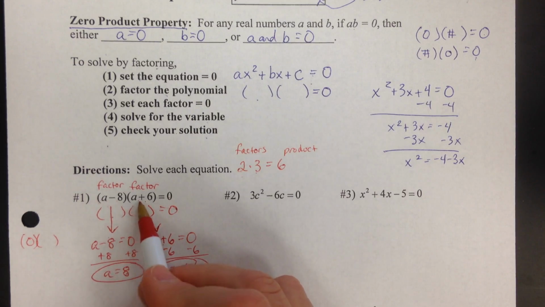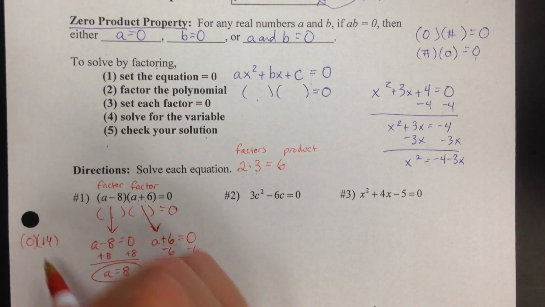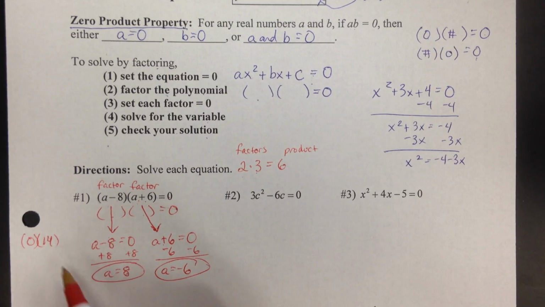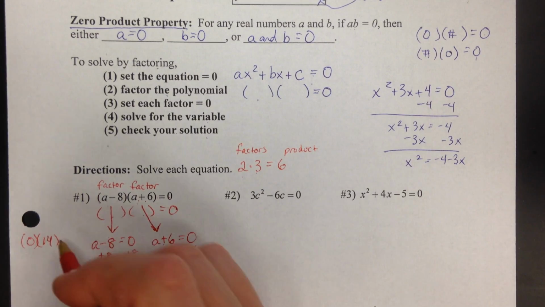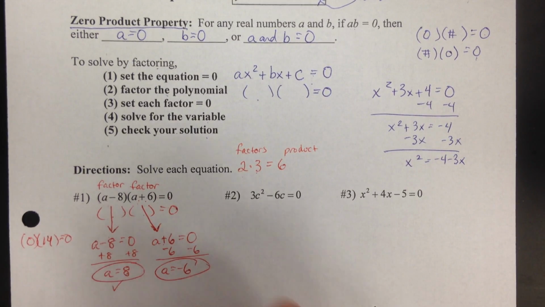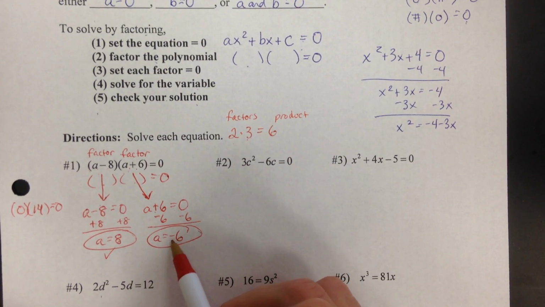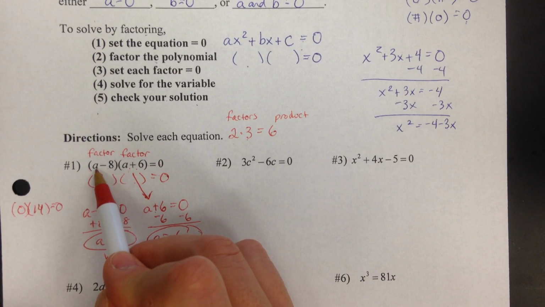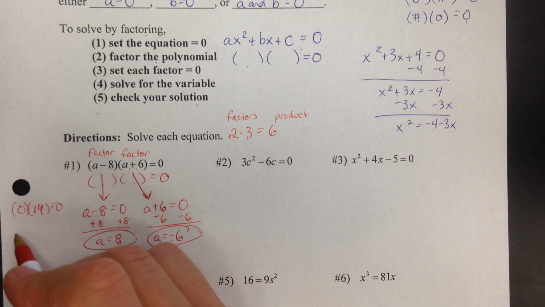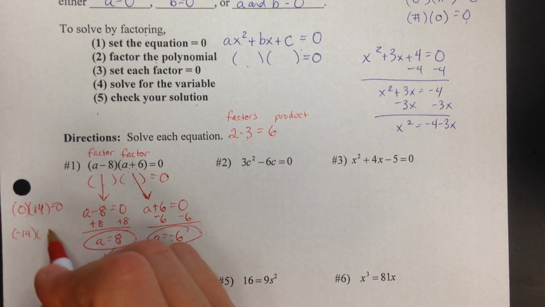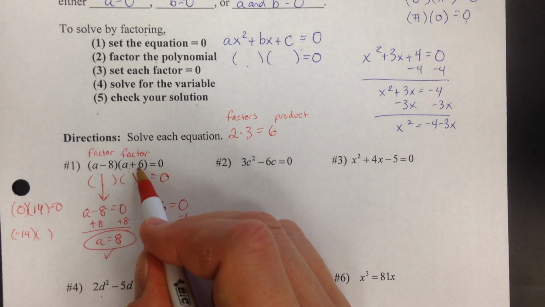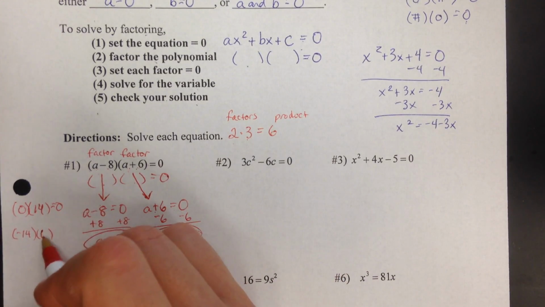And then 8 plus 6 is 14, but that doesn't even matter because 0 times anything is still 0. So that number checks. That's a solution. A equals negative 6. Well, I would do negative 6 minus 8, which is negative 14, times negative 6 plus 6, that's equal to 0.